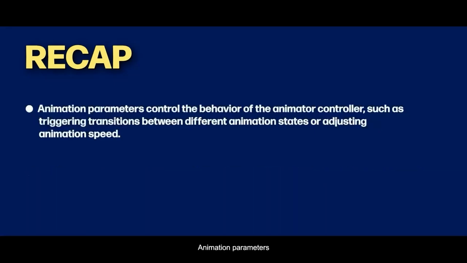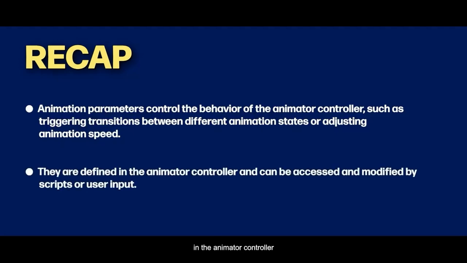Animation parameters control the behavior of the animator controller, such as triggering transitions between different animation states or adjusting animation speed. They are defined in the animator controller and can be accessed and modified by scripts or user input.